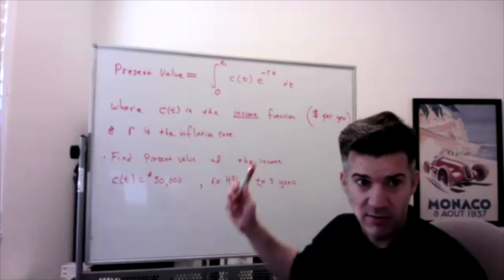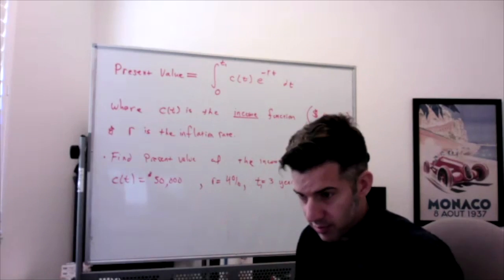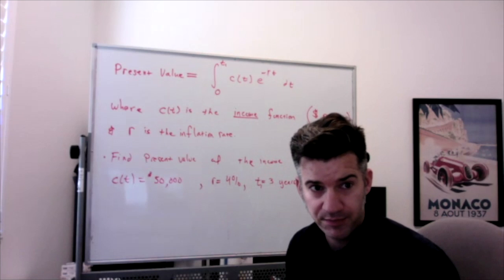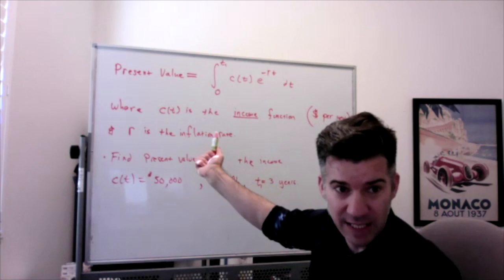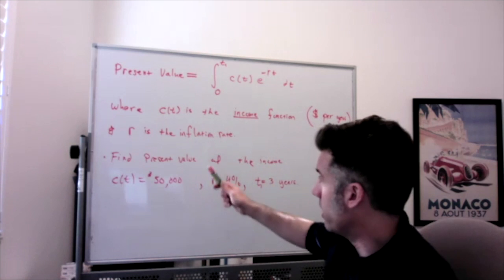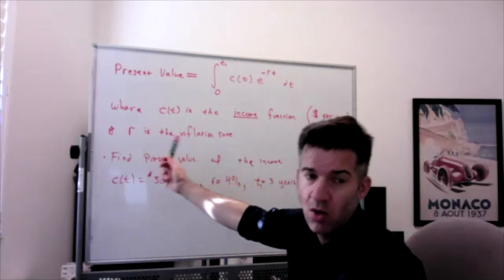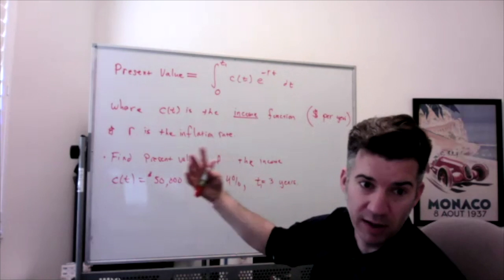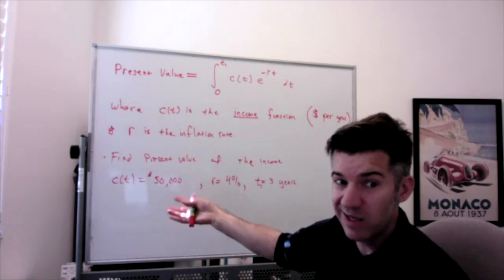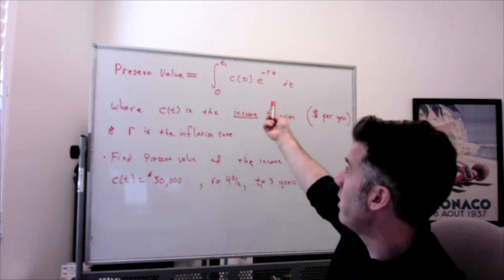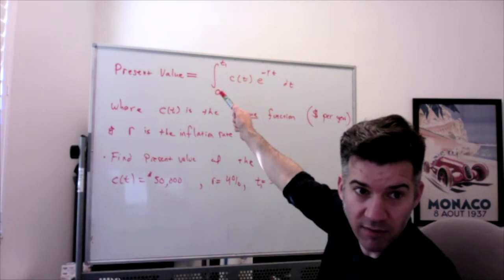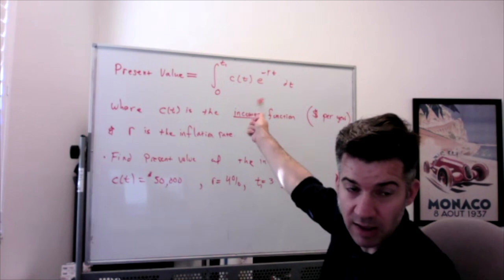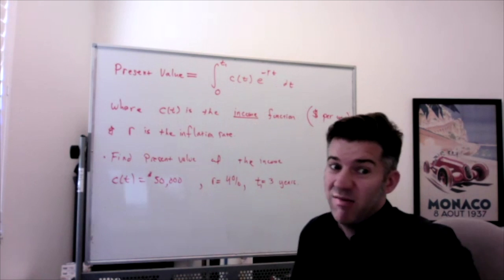So if you're trying to find the present value over some period of time, and you're given some income function, C of t, and some inflation rate, R, or if you're talking about an interest-bearing account, R can represent the interest rate, then the present value is just the integral from 0 to whatever time period you're looking at of your income function times e to the negative RT. And that's kind of it.